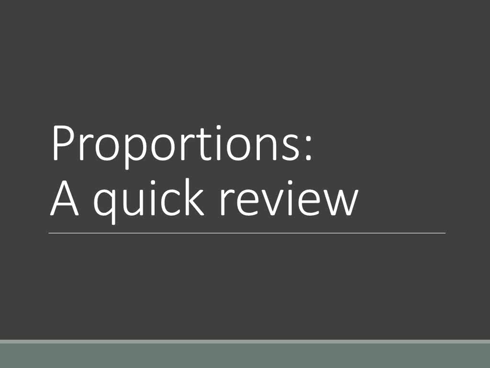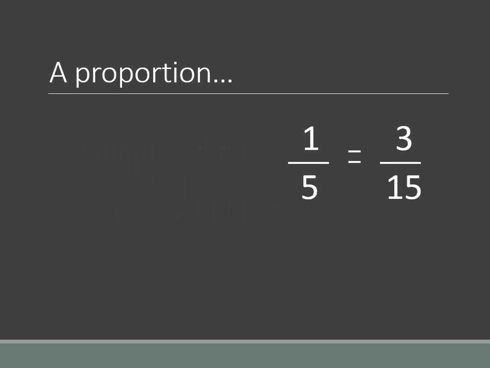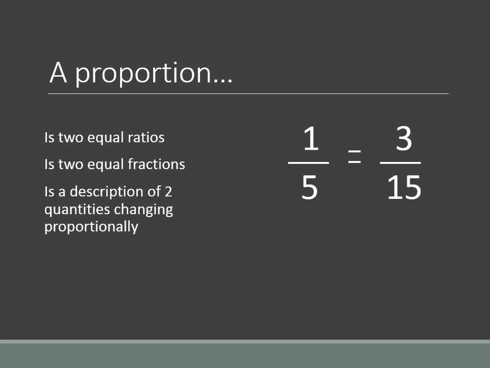Okay, so now let us move on to proportions. We'll start at the beginning with a really quick review. I believe most of you are familiar with proportions. So here's a proportion: 1/5 equals 3/15. A proportion is two equal ratios. A proportion is two equal fractions. And a proportion is a description of two quantities that change proportionally. So as that 1 changes into a 3 by being multiplied by 3, similarly that 5 changes into a 15 by being multiplied by 3.